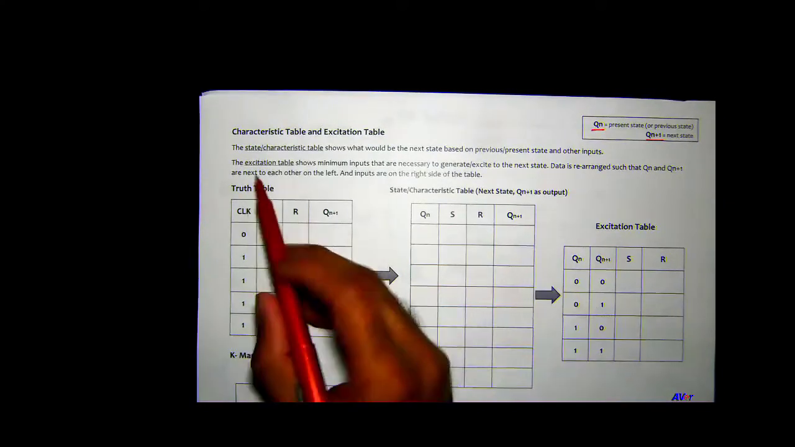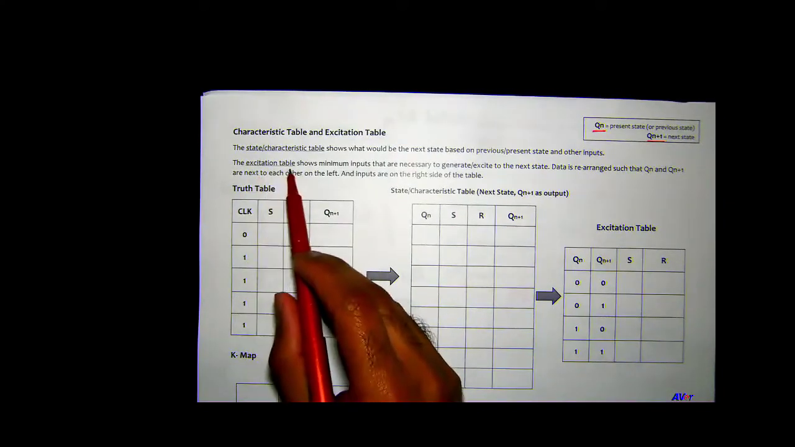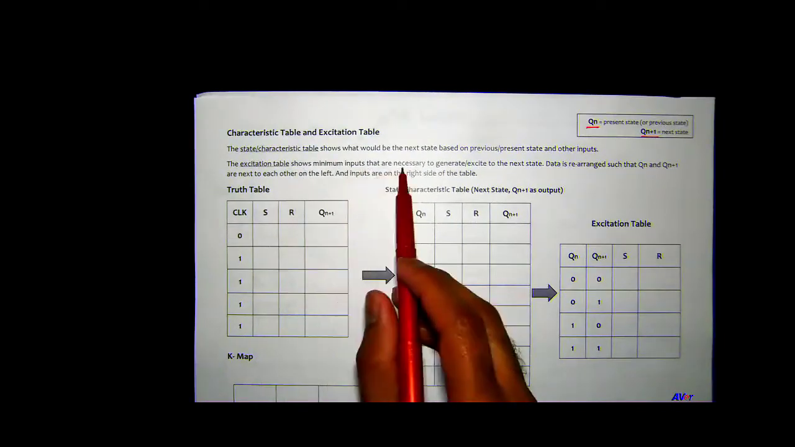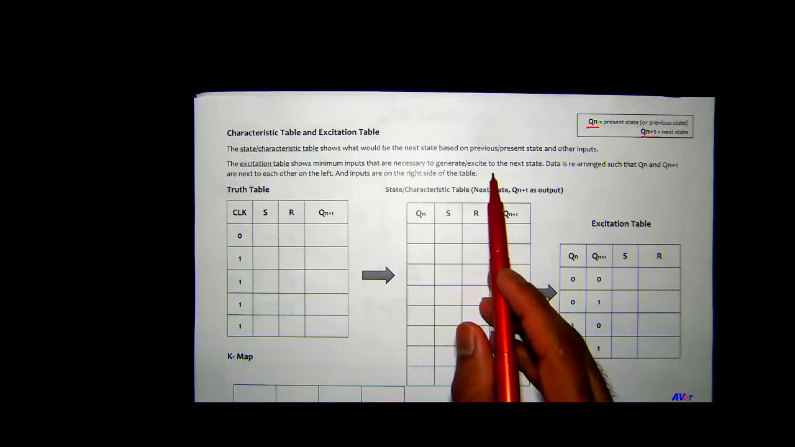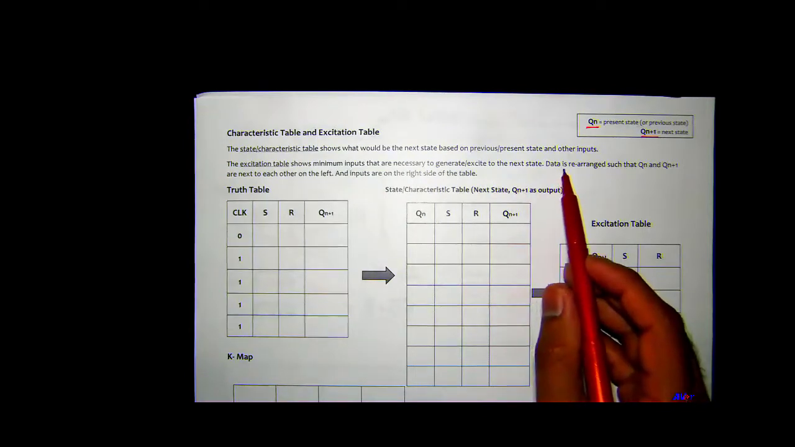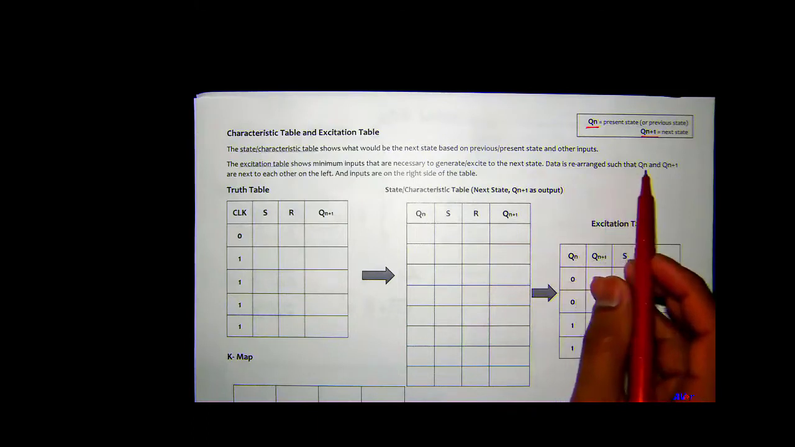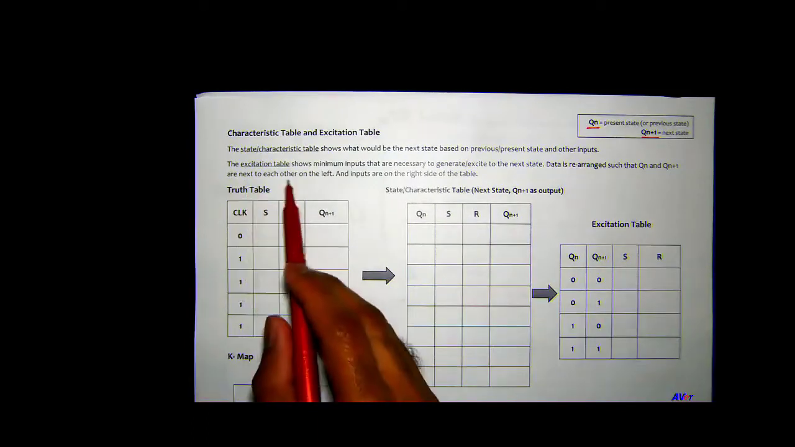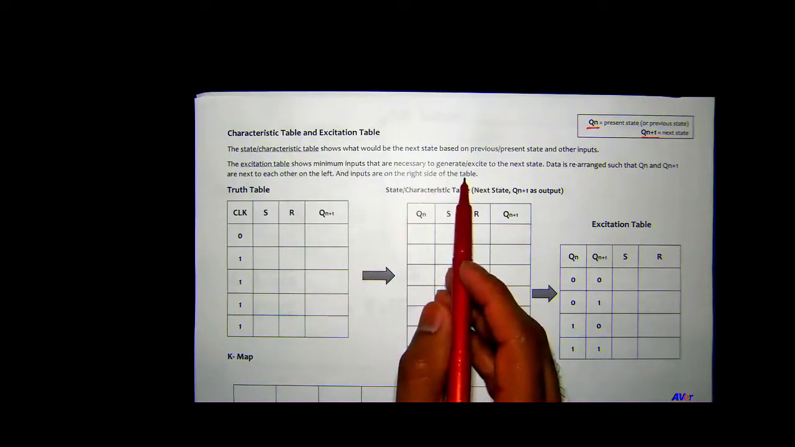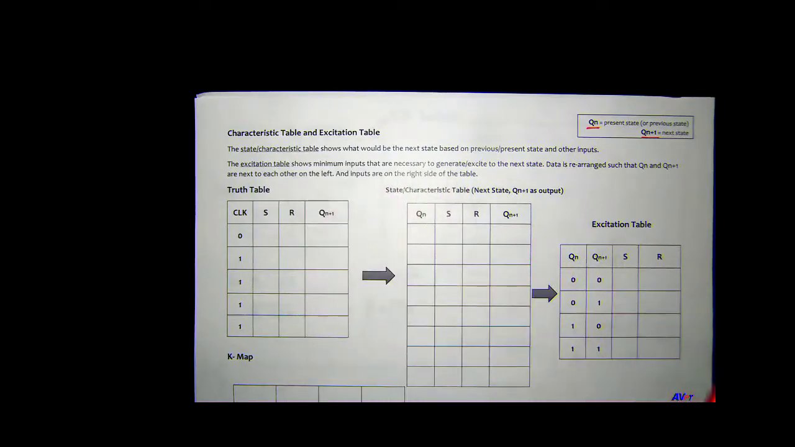And then we have the excitation table. The excitation table shows the minimum inputs that are necessary to generate a next state or output. In other words, data is rearranged such that Qn and Qn+1 are next to each other on the left, and the inputs are on the right side of the table. And when we do that, I'll show you how we get that done.